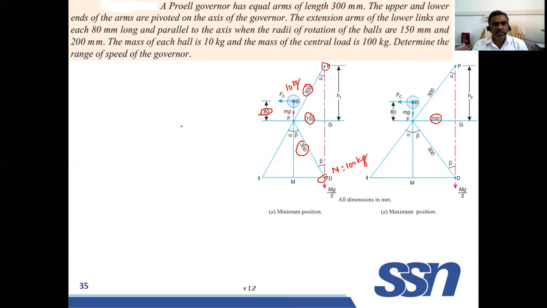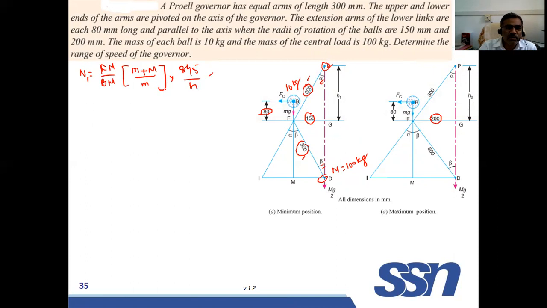For the range of speed, since both arms are pivoted at the axis and the lengths of the arms are the same, alpha is equal to beta. Then what is the equation for speed? If you want to find N1, it is equal to FM divided by BM, within brackets, m plus capital M divided by small m, into 895 by h. This is the equation.